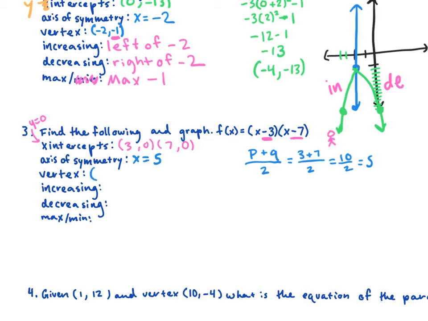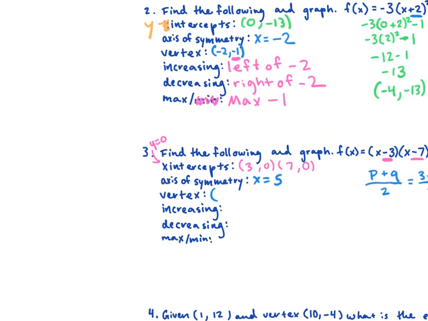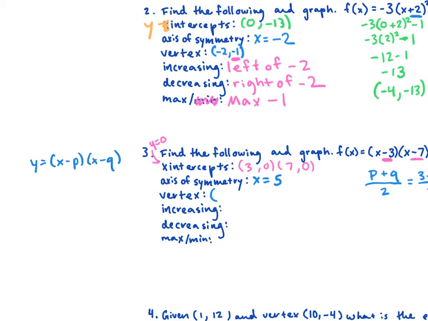What is our first number in our vertex? I have a question. Yes. So the original formula for intercept form is y is equal to x minus p times x minus q. So since these are both minus signs in here, we have to flip the sign of the numbers that are inside of our parentheses. We have to flip the sign of our p and our q. So do you always flip the sign? We always flip the sign of p and q.